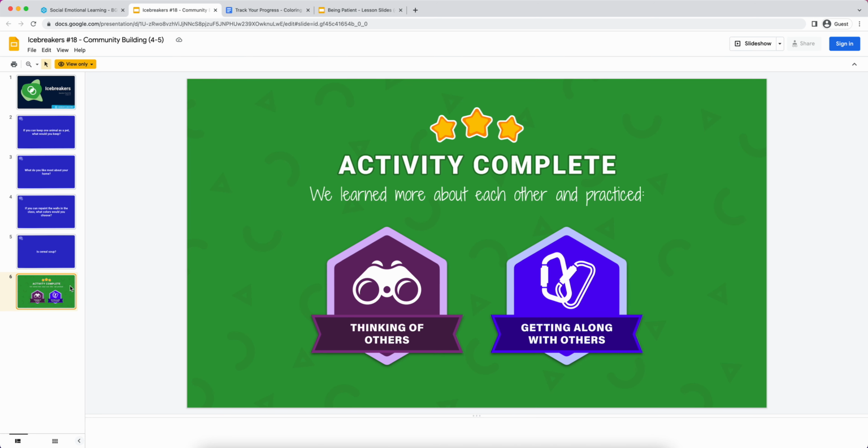And then the last slide of this, again, you're going to see those learning badges. We put those everywhere. In this case, Thinking of Others is the stand-in for social awareness, the label for the actual standard, and Getting Along with Others is the stand-in for relationship skills. We're practicing those SEL skills of social awareness and relationship skills just by doing a community building activity.